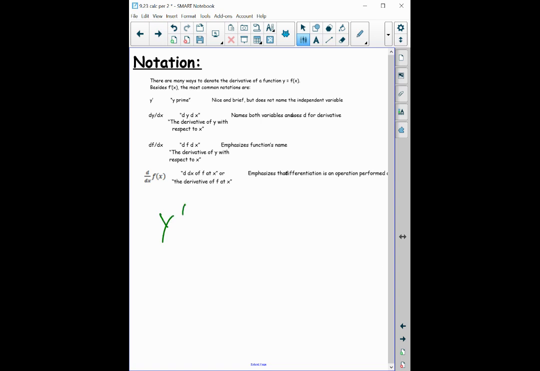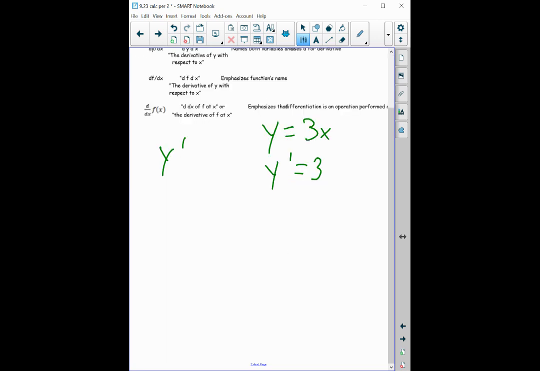So y prime is another way. If I gave you y equals 3x, then you could tell me y prime equals 3. You could write it like that, and that means derivative. The other one is what we call Leibniz notation. And you're like, oh, I don't like this notation at all. But there is a benefit that we're going to go through later in the year for using this type of notation, so I just want to make sure that you can do it.